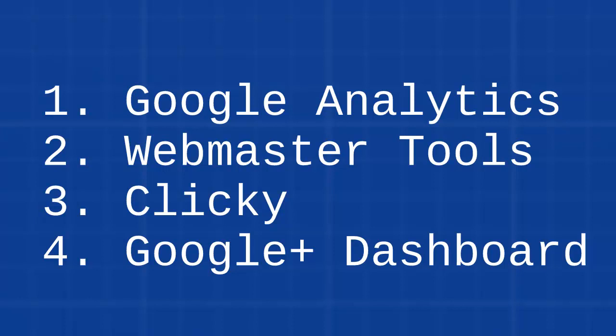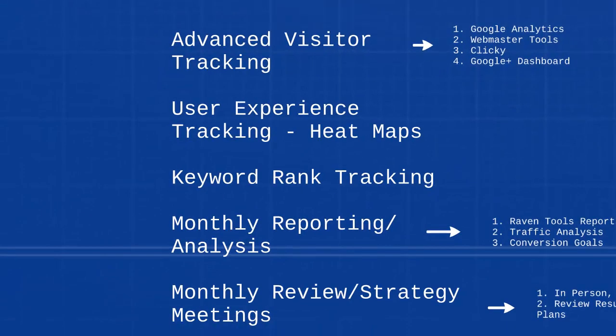But those are the two most important there. We also use an advanced tool called Clicky, which gives us a lot more detailed data in terms of user experience, in terms of user analysis. We also look at heat maps there, which we're going to talk about in just a few moments. And then there's the Google Plus dashboard, which is now the new local dashboard. So combined with these four instruments, these four tools, that's how we compile all of our data for our clients, so we can determine what's happening and what to do.